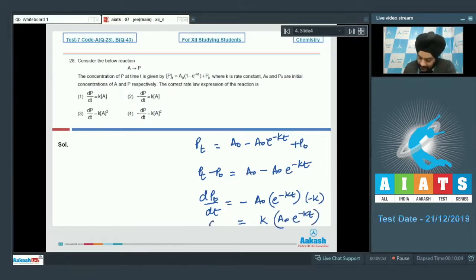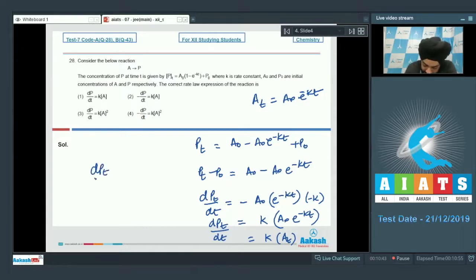So students, we can clearly see that this is a first order reaction. So we know that for the first order reaction, the concentration of A at any time t can be written as A naught e to the power minus kt. So this can be written as k into concentration of At. So students, we can write dPt by dt is equal to k times the concentration of A at any time t. So students, this is the first order differential equation and we can clearly see that the correct answer is given in option 1. So students, for question number 28, we have to mark the correct answer as option 1. Let us look at the next question now.